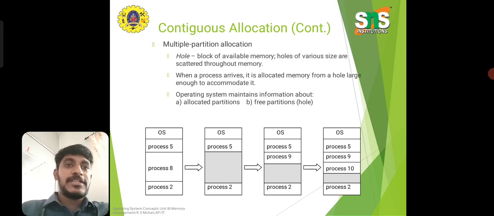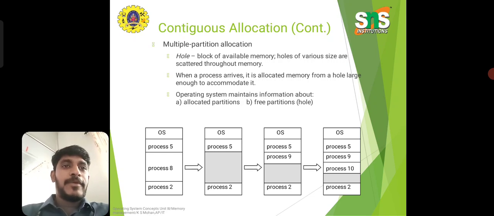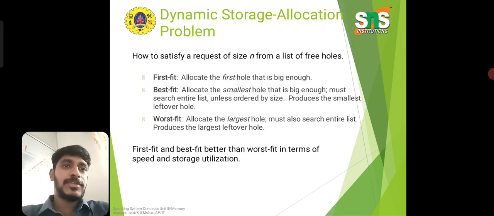In multiple partition allocation, we have holes. When a process arrives, it is allocated memory from a hole large enough to accommodate it. In the picture we can see how the operating system, allocated partitions and free partitions work with processes 5, 8 and 2. Holes of various sizes are scattered throughout memory. So we have the dynamic storage allocation problem.